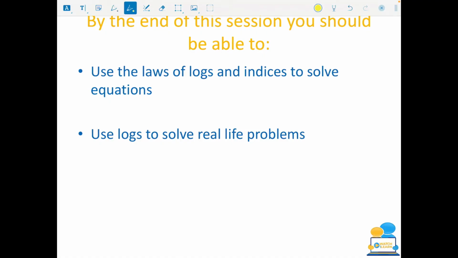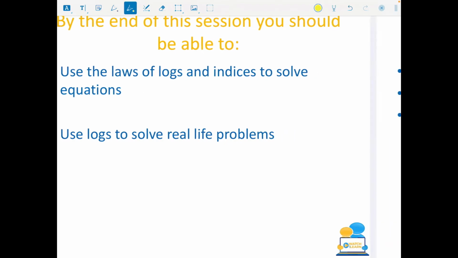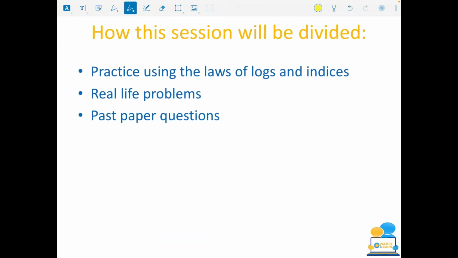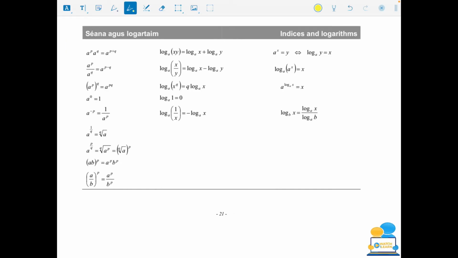And we're also going to use the same rules to solve real life problems, which is a super common exam question. We'll do some practice of those later. So we're going to divide this session up. First, we're going to just practice using the laws of logs and indices, and then we'll bring them into the real life examples. And then throughout, anytime there's a past paper question that's linked to one of the examples, we'll go through that as well. This will help you see how it was examined in the past and maybe how it might be examined again in the future. Because the questions, especially the real life problem questions, are quite similar.